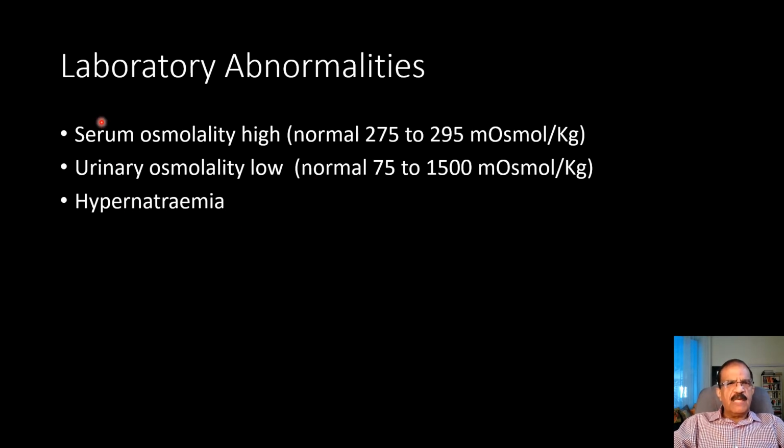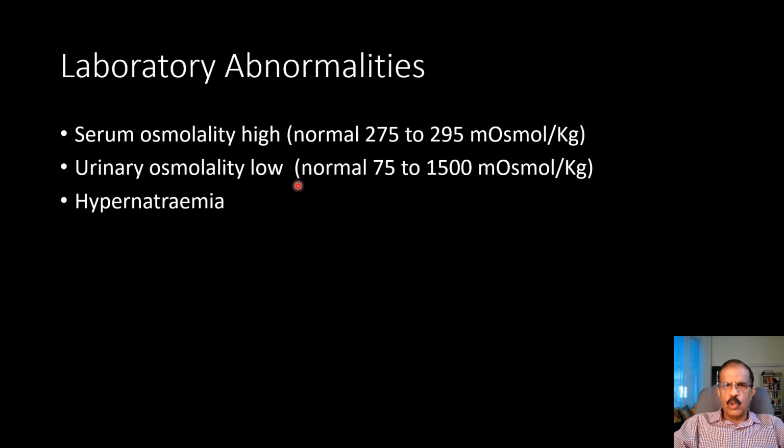Laboratory abnormalities: serum osmolality needs to be measured. It is likely to be highish, not necessarily high, because the patient is taking water also. Normal osmolality is between 275 and 295. Our thirst mechanism and ADH mechanism is very efficient to keep the serum osmolality within a very narrow range. Now, in this patient, the serum osmolality is likely to be on the higher side of the normal range or higher than normal because of slight dehydration.